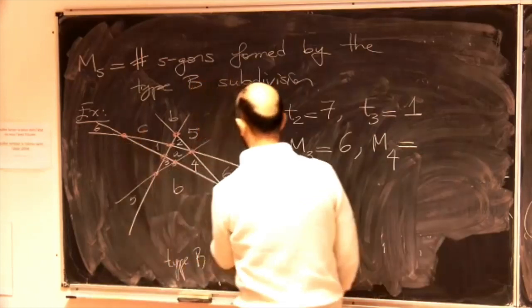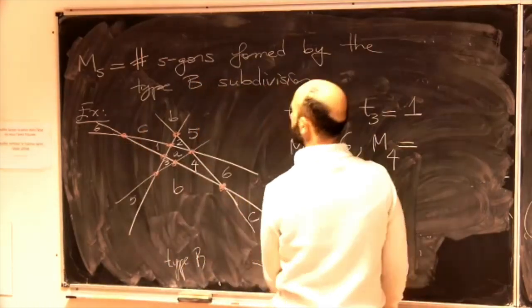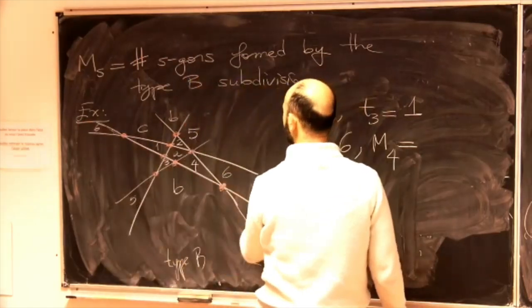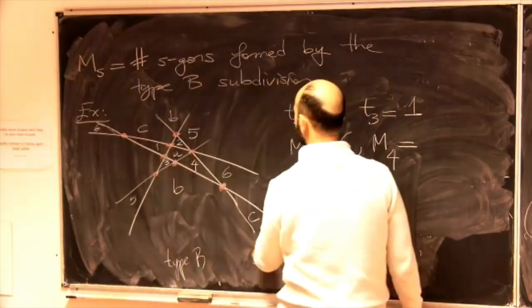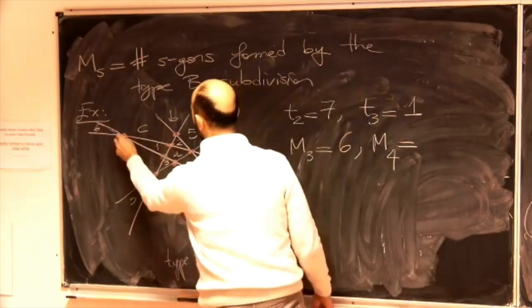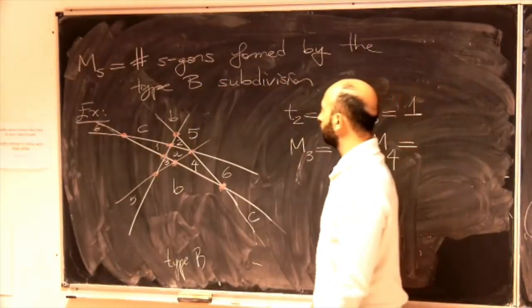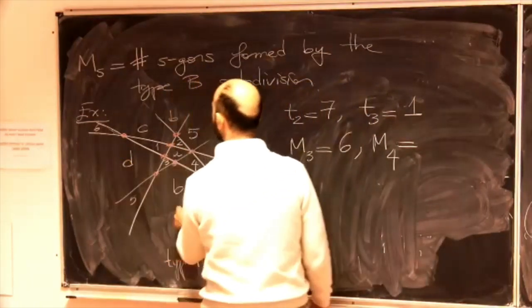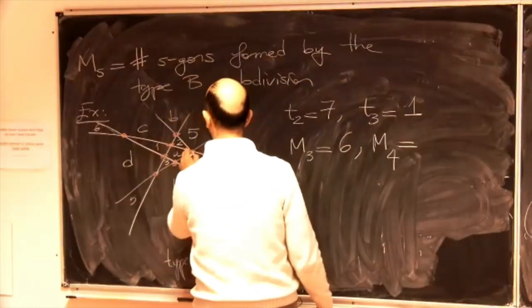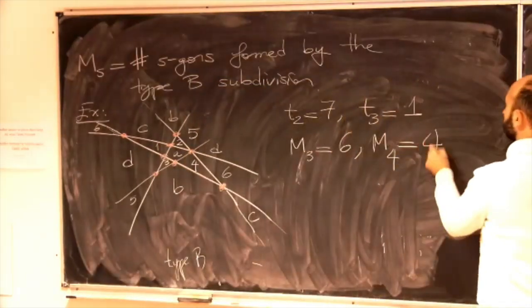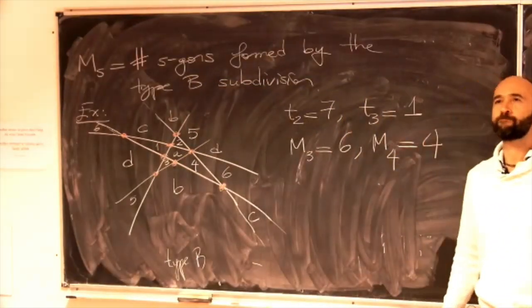Likewise, this is another. And it comes back here. This is the same line as that one. And this is the same line as that one. Again, it has 1, 2, 3, 4 corners. It's a quadrilateral. And likewise for this one. This is 1, 2, 3, 4. So this is the same region. So M4 is equal to 4 in this picture.